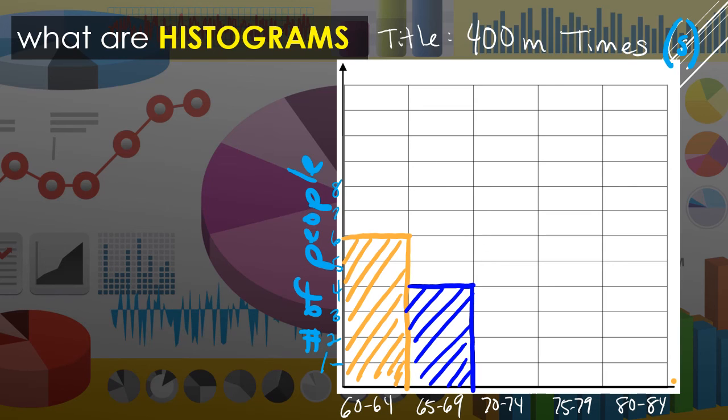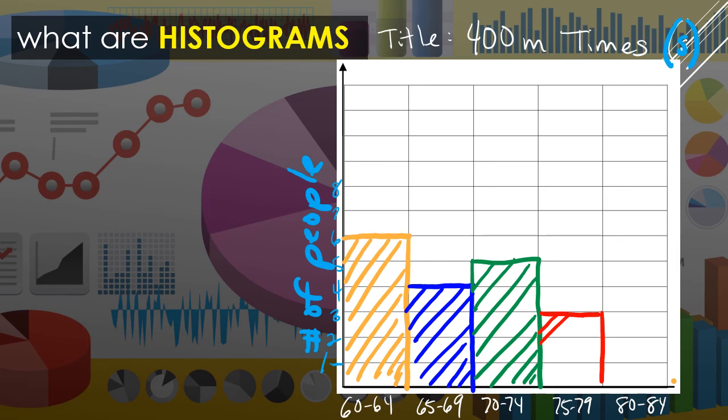70 to 74, there are 5 people. So you can see I'm just drawing my bars in here. 75 to 79, there are 3 people. And 80 to 84, there are 2 people.